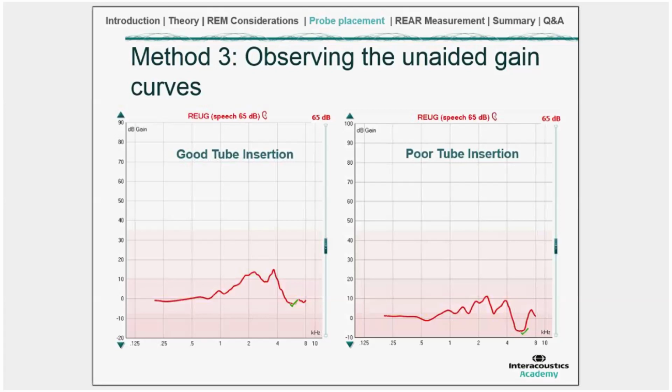For real ear aided response measurements, the real ear unaided gain is not needed to take into account for the real ear measurement, but it does tell you whether or not the probe is in a good position. If you're going to use insertion gain measurement, you have to run the real ear unaided gain measurement anyway, so it's not any additional work.